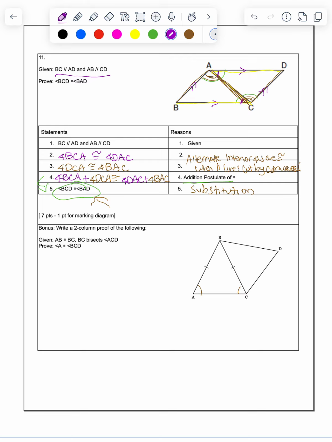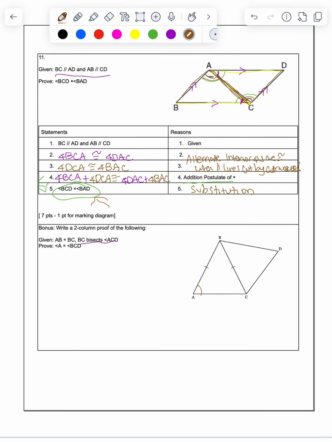The first given was that AB is congruent to BC. And then we have a second given that BC bisects angle ACD. So angle ACD is being split into two equal parts. So that's 1/2 and that's 1/2. And now I can see that all three angles I have here should be congruent to each other, because if angle A is congruent to angle BCA, and angle BCA is also congruent to angle DCB, then all of these should be congruent to each other. And that's the whole proof here as well.